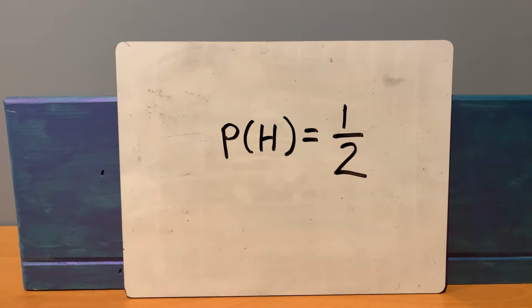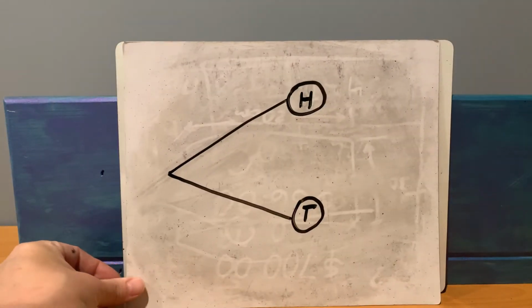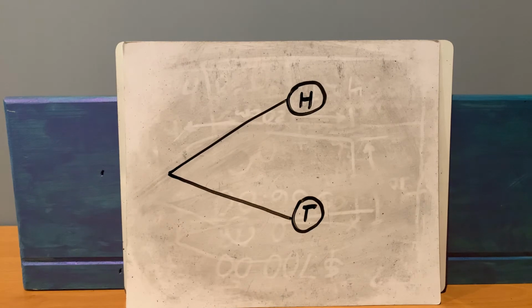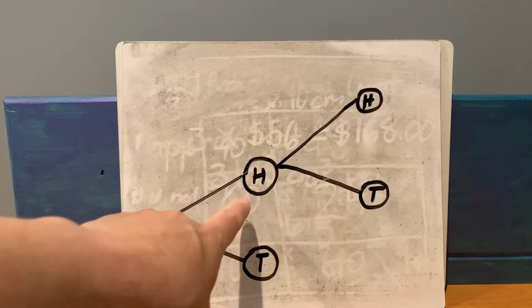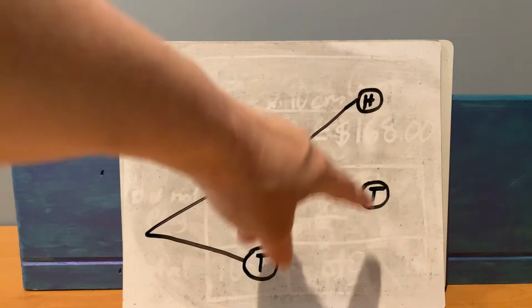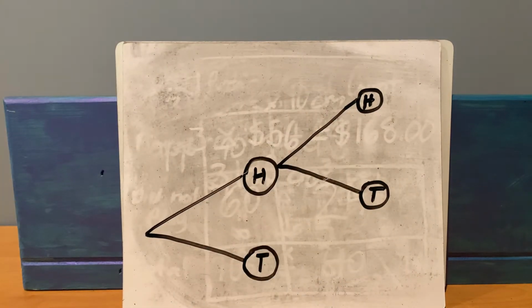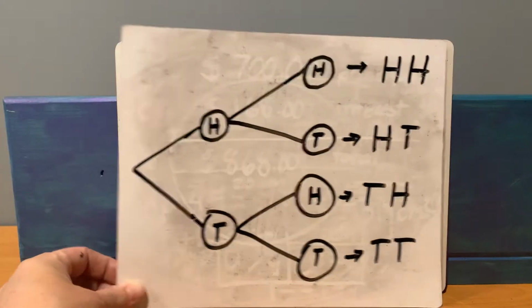Now, we can see this if we draw a diagram. If we toss a coin one time, we get heads or tails. So with one toss, we either have heads or tails. If the first toss comes up heads, the second toss could come up either heads or tails. So our first toss came up heads. The second toss could be heads or tails. If the first toss came up tails and the second toss came up either heads or tails, then we could have 4 possibilities.